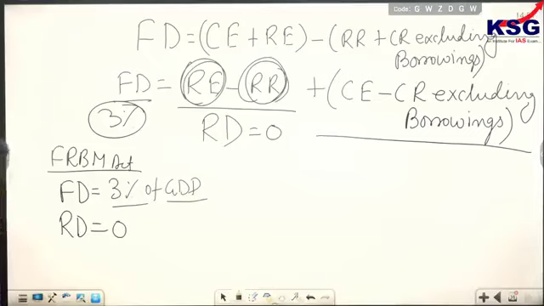You are asking, sir, is the FRBM Act 2003 only for the central government or should the states follow this act? For state governments, it is FRL, fiscal responsibility legislation. More or less the same provisions, but the name is different. The FRBM Act is only for the central government. Clear? And every state has its own legislation, that is known as the FRL, fiscal responsibility legislation.